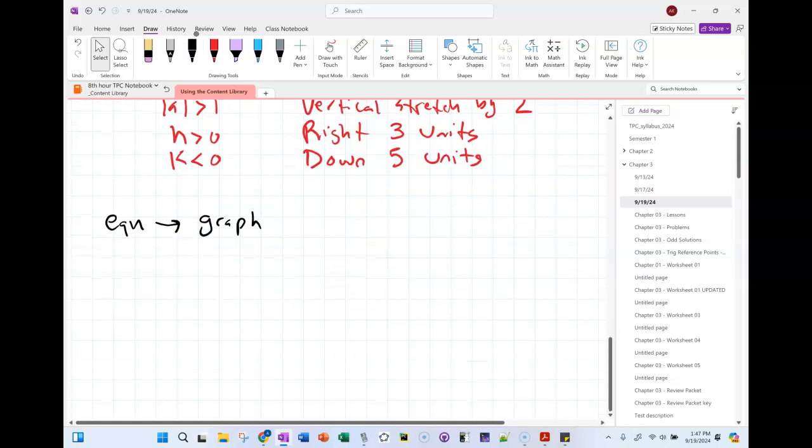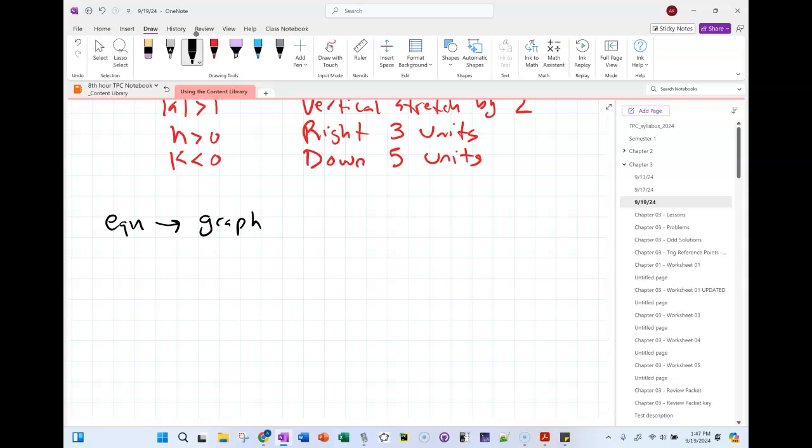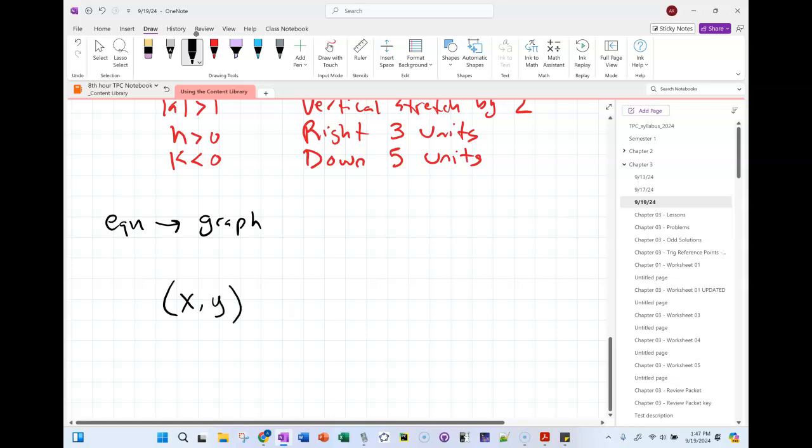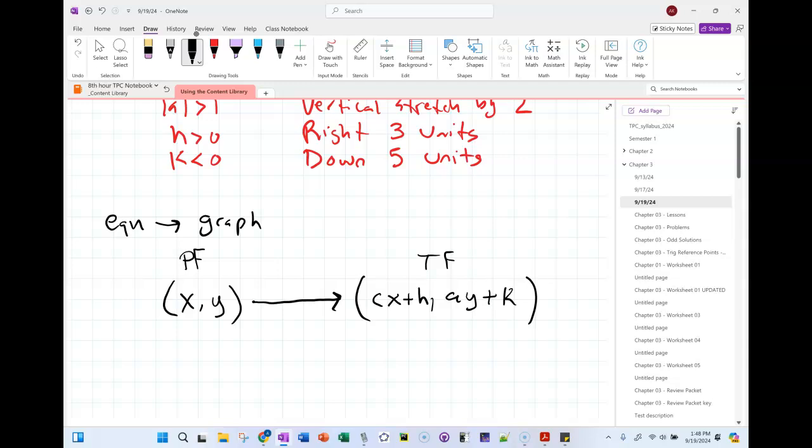So, remember from geometry, oh, those 3 scary words again. When you're doing transformations, you start with these points from your pre-image, and then you transform them by adding or subtracting or multiplying or dividing to those points to create your transformed points. So the way that we'll do that, adding, subtracting, multiplying, dividing, is as follows.